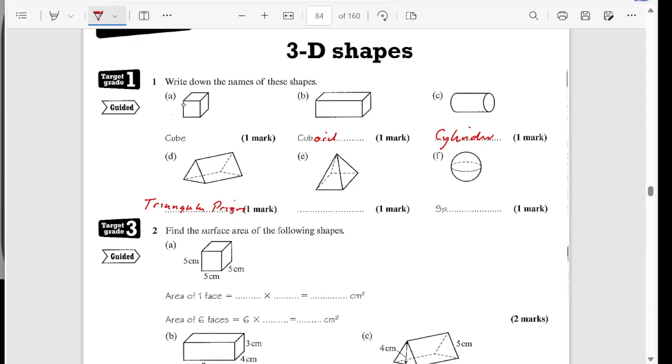That should be an S, not a Z. This is a square-based pyramid. And then finally, we've got a sphere.